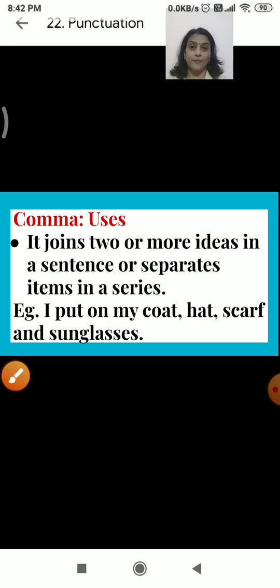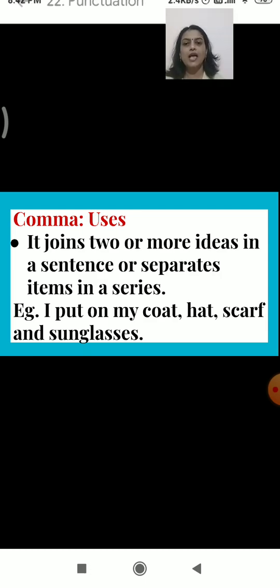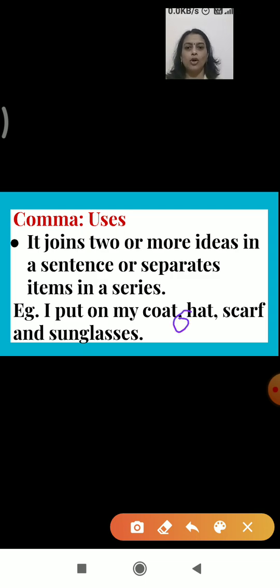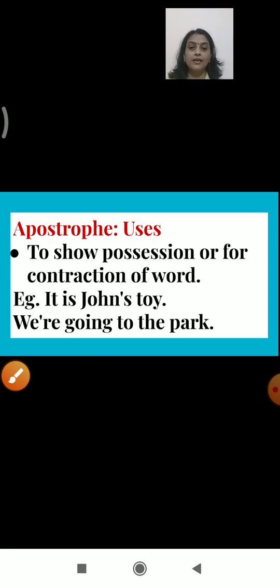Now the comma, it is mostly used, right? Now what are the uses? It joins two or more ideas in a sentence or separates items in a series. Okay, so here we can see, I put on my coat, and you can see the comma again. Hat. After hat, one more item is added, so again a comma here. Scarf and sunglasses. Clear?